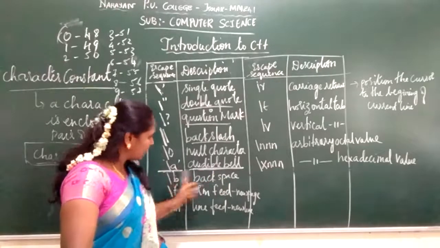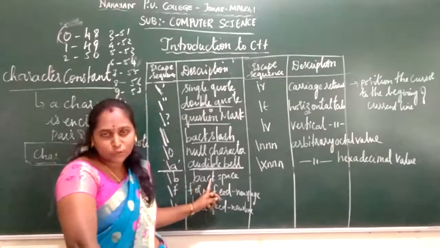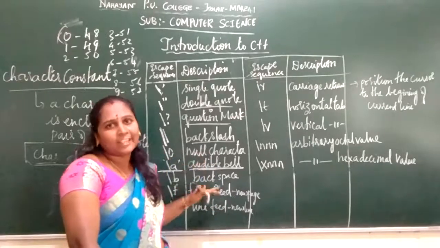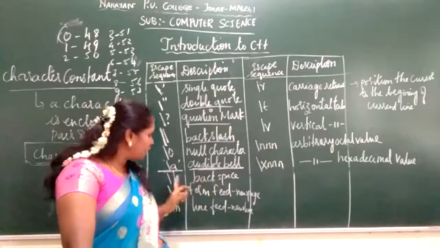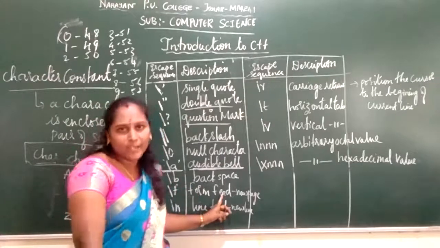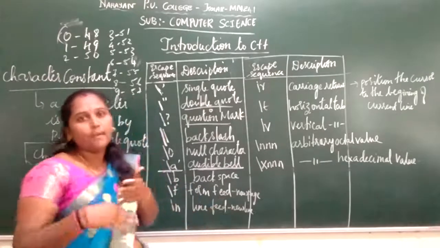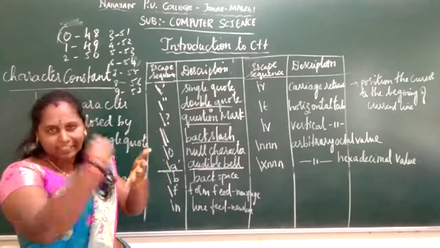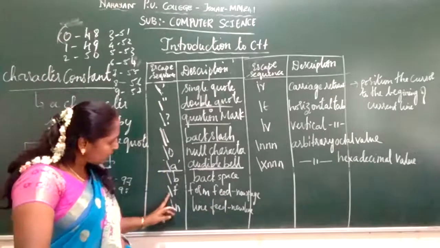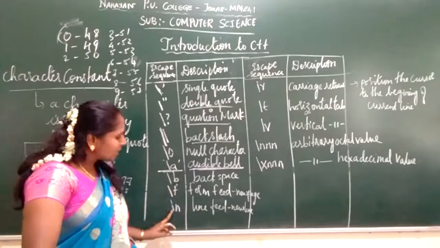Next, backslash b, that is backspace. If you want to give a backspace to a monitor, that is, a backspace to a particular string, character, or line, then use backslash b. Backslash f is form feed. You need to feed a new page, to go from an existing document or existing page to a new page. You're going to type it as backslash f.